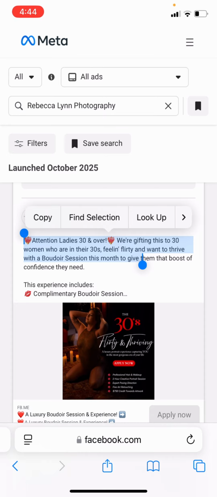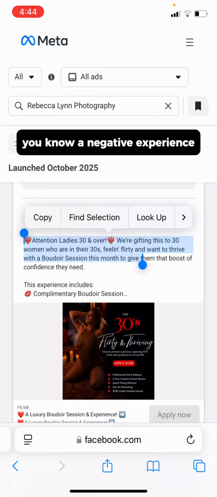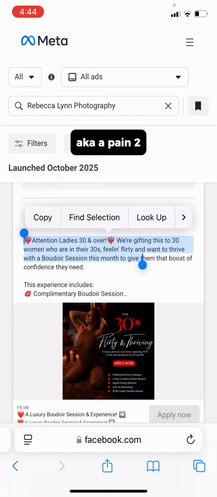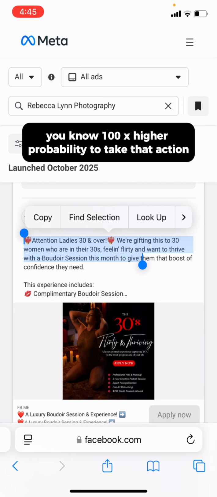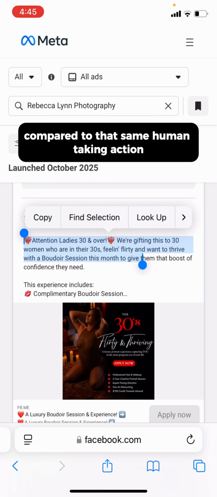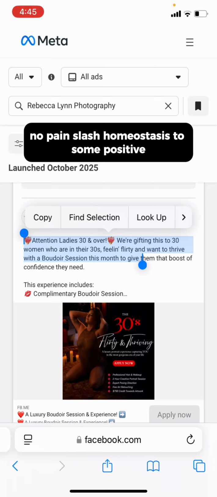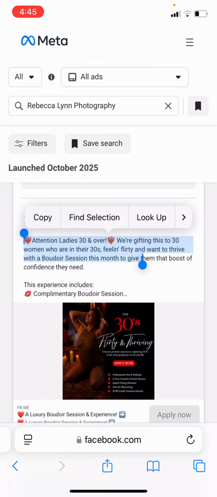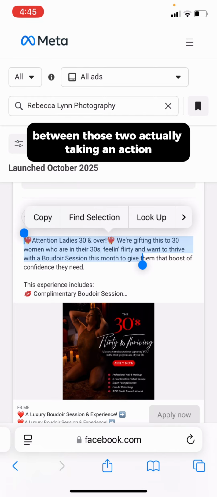And here's why. For humans, the probability of taking an action to go from a negative experience, aka a pain, to just neutral, no pain, homeostasis, is literally 100x higher compared to that same human taking action to go from normal, no pain, homeostasis to some positive, some gain, some pleasure. Literally a 100x difference in probability between those two actually taking an action.